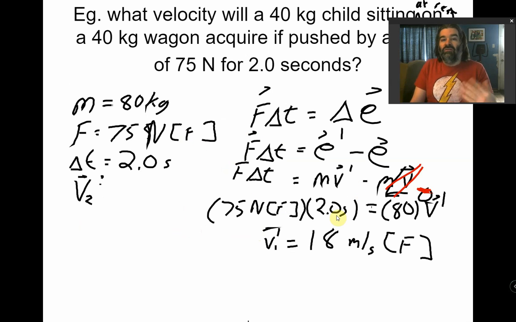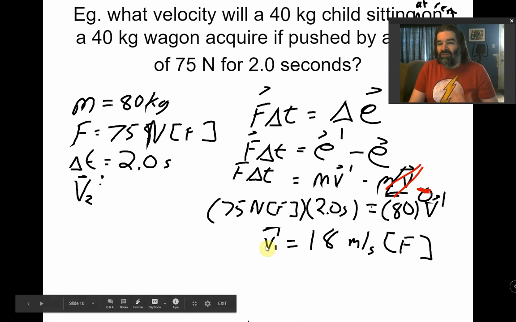So, for example, let's say you got a 40-kilogram child sitting on a 40-kilogram wagon, and they're pushed by a force of 75 newtons for 2 seconds. You want to know what their change in speed is. To find that, normally we'd have to actually use F equals ma, we'd have to solve net force, then we'd have to plug it into acceleration. The nice thing about this is you do it all in one step. It's a lot faster, a lot cleaner.